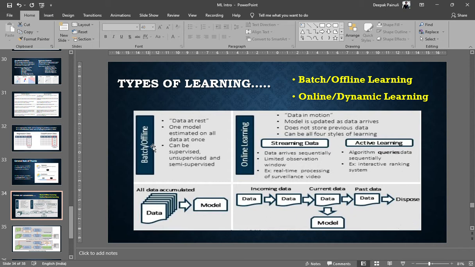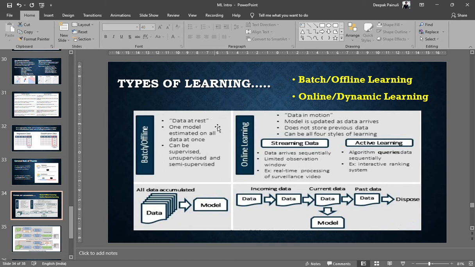After testing the model, if you find your model efficient enough, meaning it is accurate enough, giving you accuracy above 99%, that means your model is a good one, and you can deploy it into a real world scenario, where this model will predict or classify something on the basis of incoming data. So that is called batch learning or offline learning.